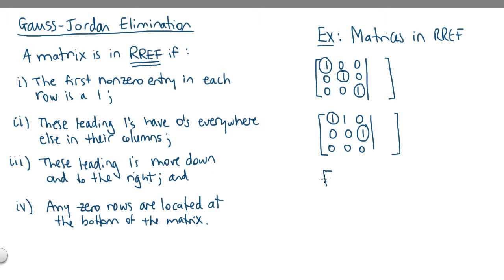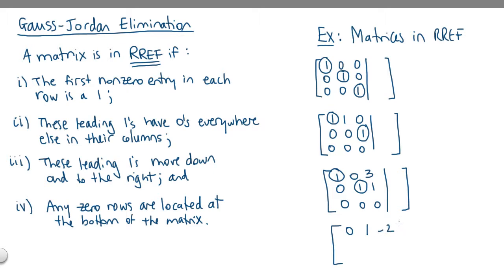A couple more examples of matrices in RREF. We could have something like this. Our first non-zero entries in our first two rows are there. We've got a zero row at the bottom. So our first non-zero entries are 1s. There are zeros everywhere else in their columns. The leading ones do move down and to the right, and our zero row is at the bottom of the matrix. So that all looks good.